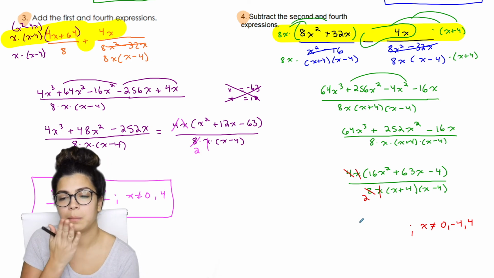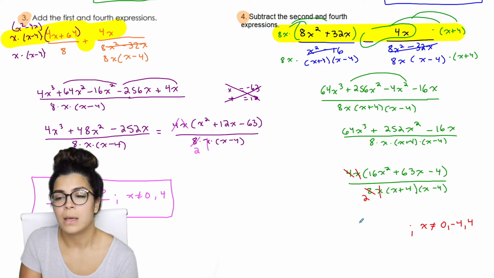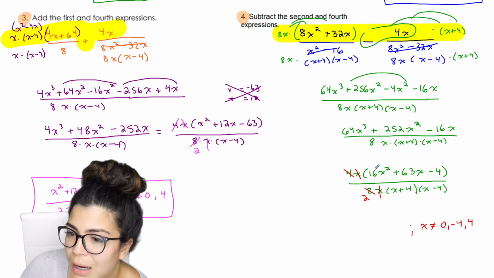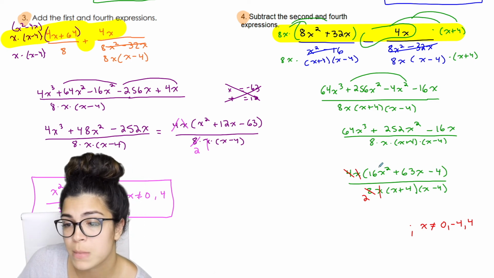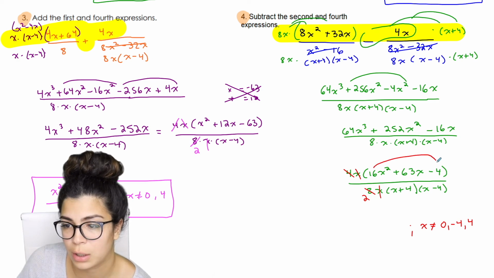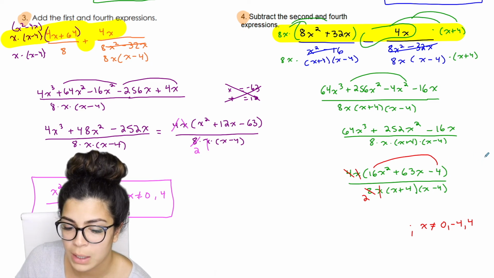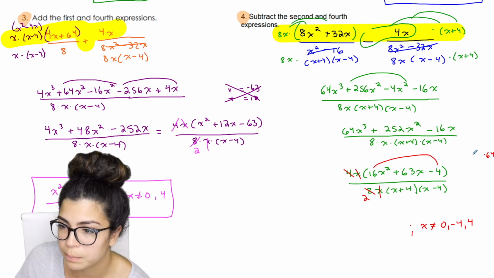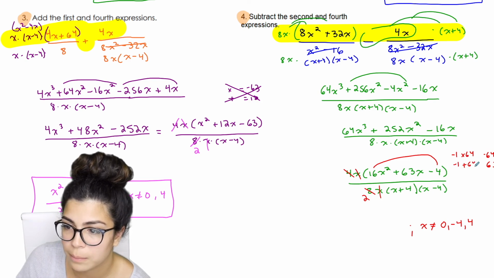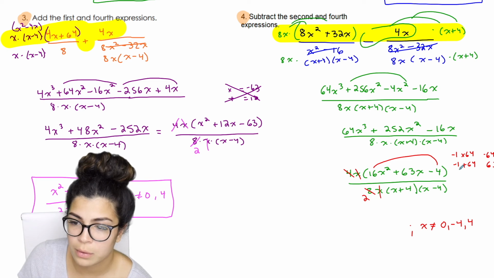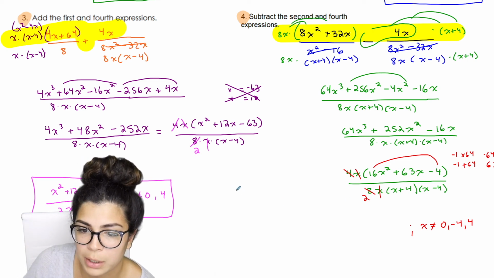Wait a minute. You know what I just thought about? I didn't try factoring this trinomial. So it might factor, and I'm already seeing what will factor here, because 16 times negative 4 is negative 64. So multiplies to negative 64 and adds to 63 would be negative 1 and 64. So this will factor. I'll do that work here on the side.